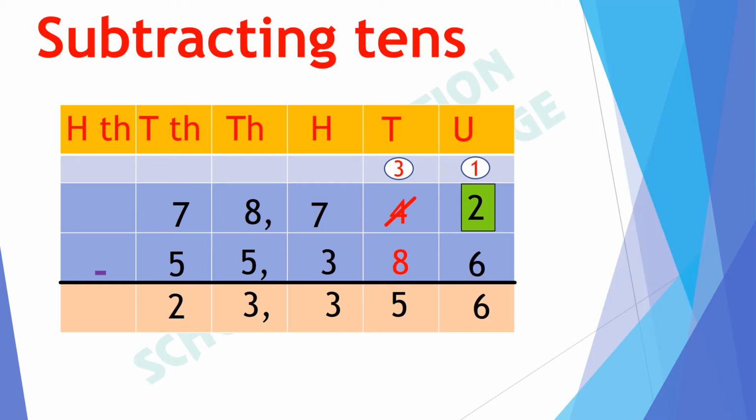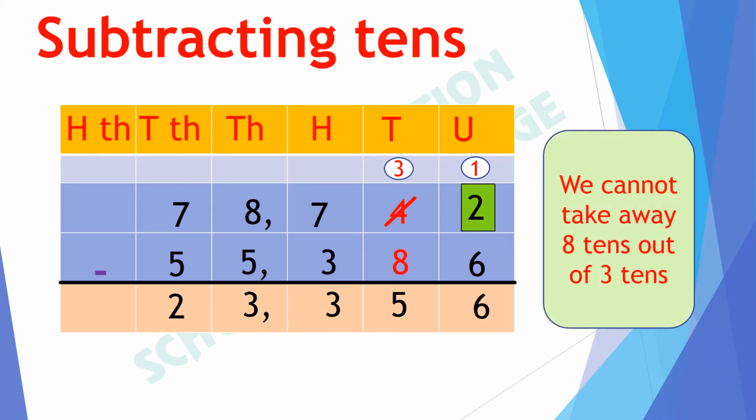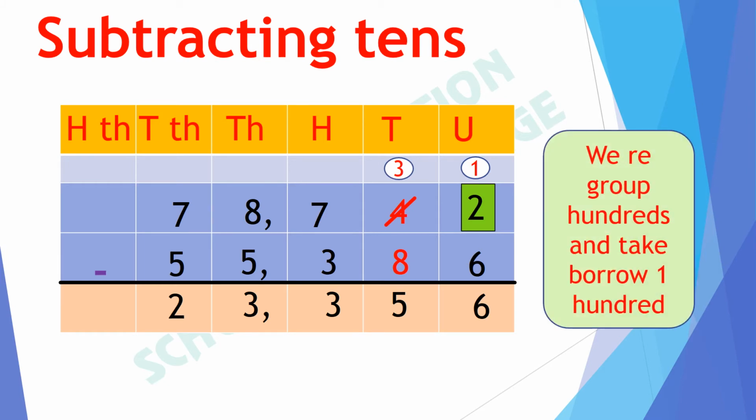After the subtraction of units, we will move towards the tens. As we cannot take away 8 tens out of 3 tens, so we take borrow. We regroup the hundreds and take borrow 100. From 700, if we take one borrow, here we are left with 6 hundreds. In tens column now we have 13 tens. We have to subtract 8 tens from 13 tens.